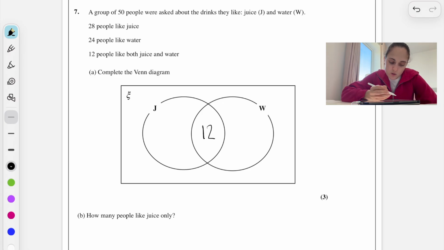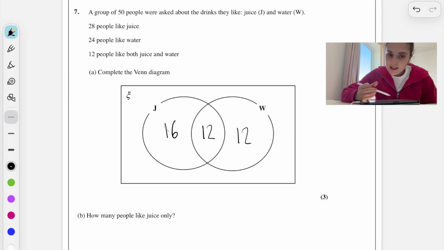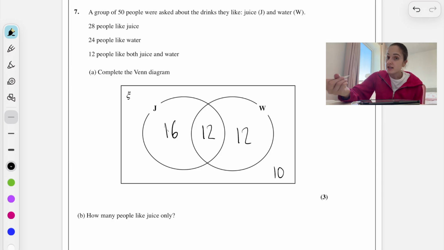28 like juice. So we've counted 12 of them already. So that tells us that 16 like only juice. And 24 people like water. So again, we've counted 12 of them already. So 12 of them like only water. So now I just need to add them up and work out how many are left. So 12 plus 12, that's 24, plus 16, that's 40. And then 50, take away 40, that's going to be 10. So here's my Venn diagram.